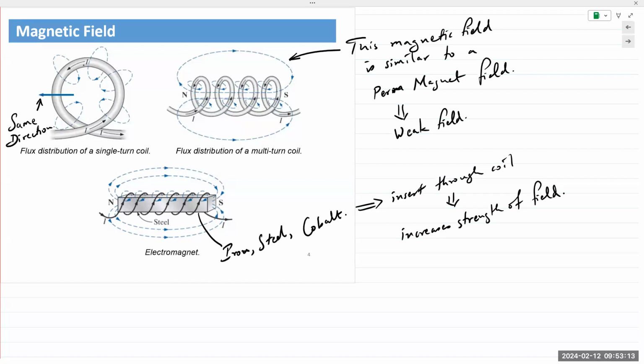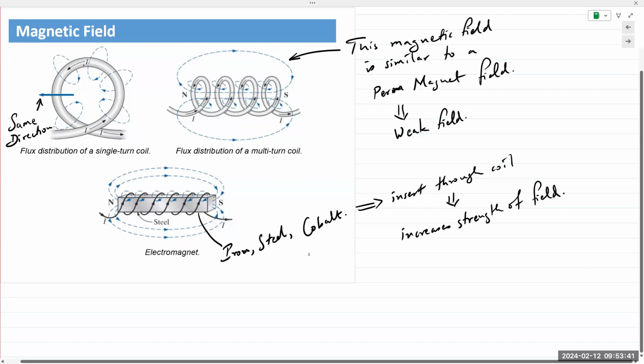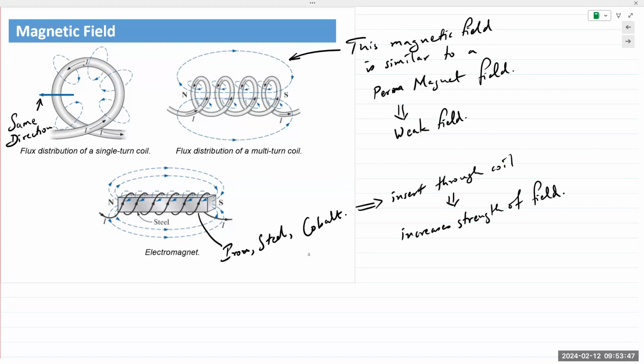Okay, and that is the working principle of an electromagnet. You have a current carrying conductor. When current passes through the coil, the magnetic field that is established, if you do not have any material passing through the coil, it is known as an air core inductor because there is no material in the core. But if you insert a highly permeable material through that coil, then it establishes a very strong electromagnetic field. Okay, and that is the working principle of an electromagnet.